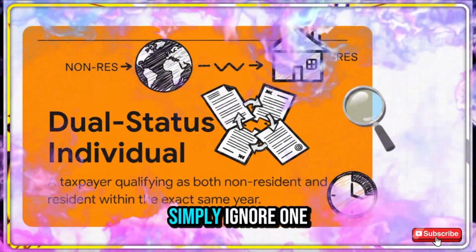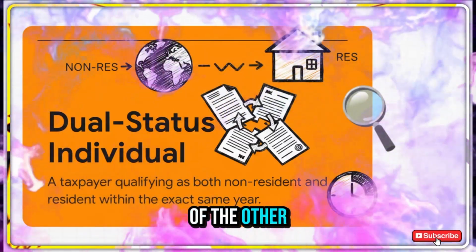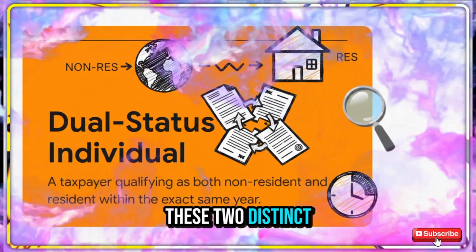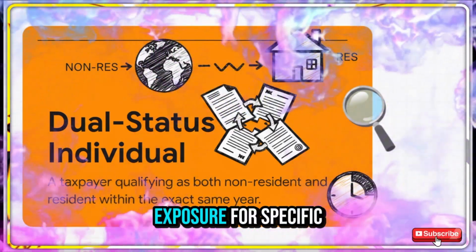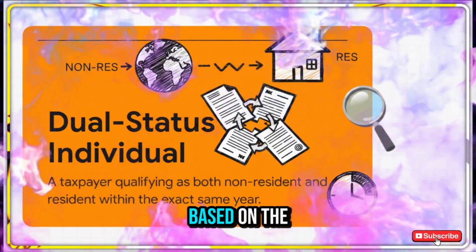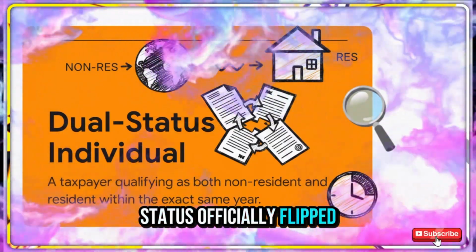The system cannot simply ignore one status in favor of the other. Instead, it forces these two distinct reporting mechanisms to collide mechanically, capturing your exact income exposure for specific fractions of the year based on the exact day your status officially flipped.